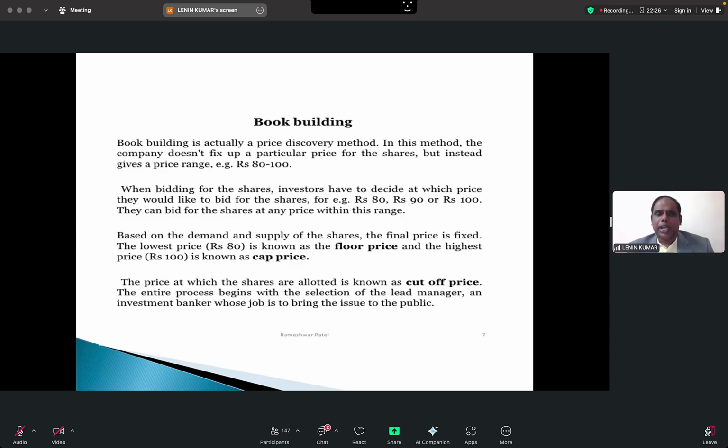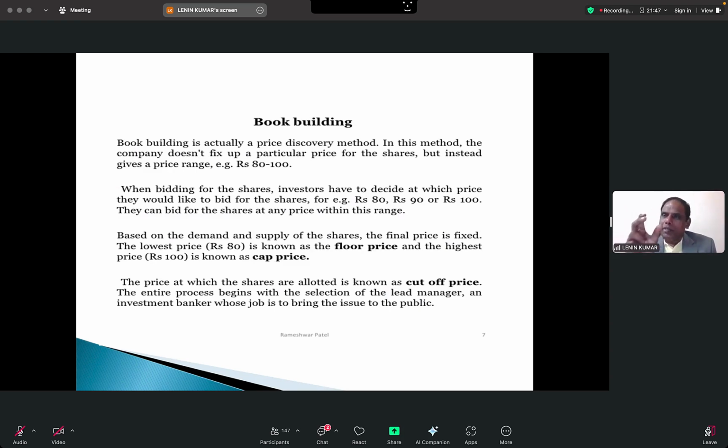Based on the demand and supply of the shares, the final price is fixed. Out of this 80 to 100, the lowest price is 80 and the highest price is 100. Please try to understand. The lowest price, 80, is called the floor price. Everything I've given in the slide. The lowest price is called the floor price and the highest price is called the cap price. The price at which the shares are allotted is known as the cutoff price. These three prices you want to understand.